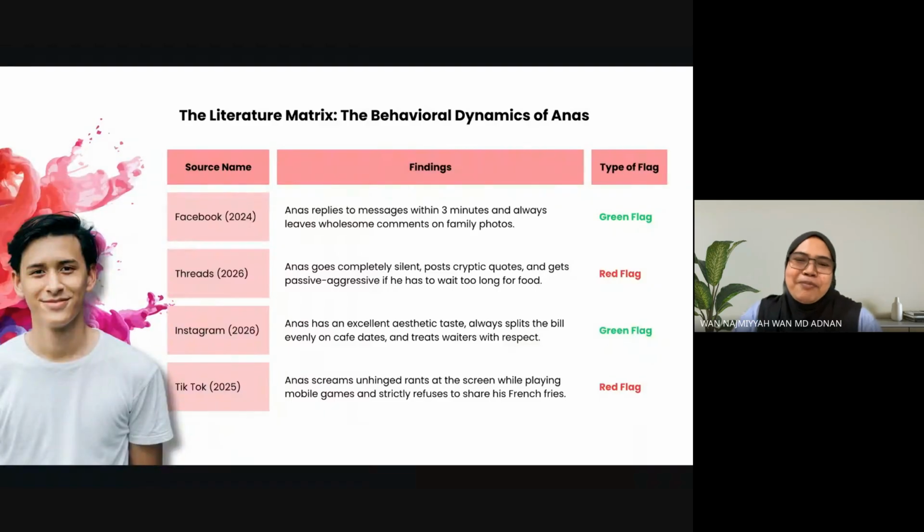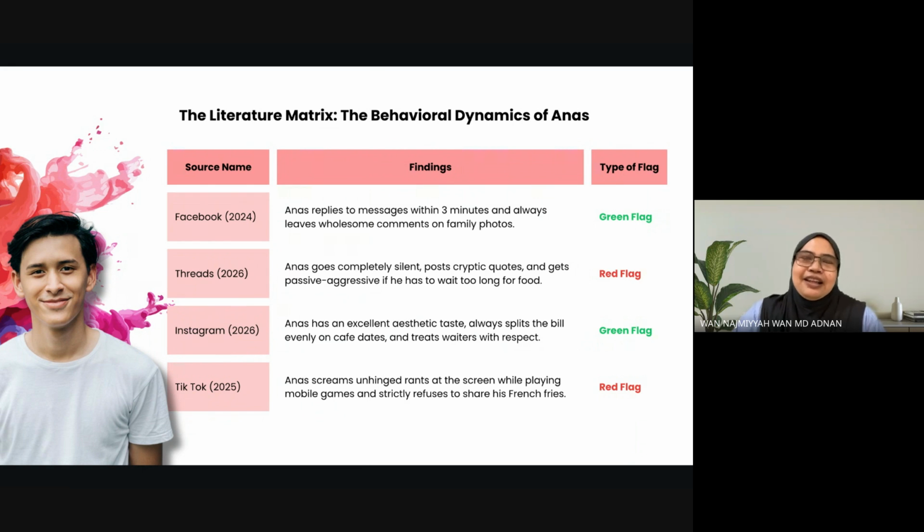And on Instagram, you found that Anas has an excellent aesthetic taste. Always splits the bills evenly on coffee dates, taking pictures showing that he treated waiters with respect. It depends on you. Maybe you think that is a green flag. Maybe it's a show off. It's a red flag. It depends on your understanding of the whole situation. But in this case, let's say that Anas shows a green flag.